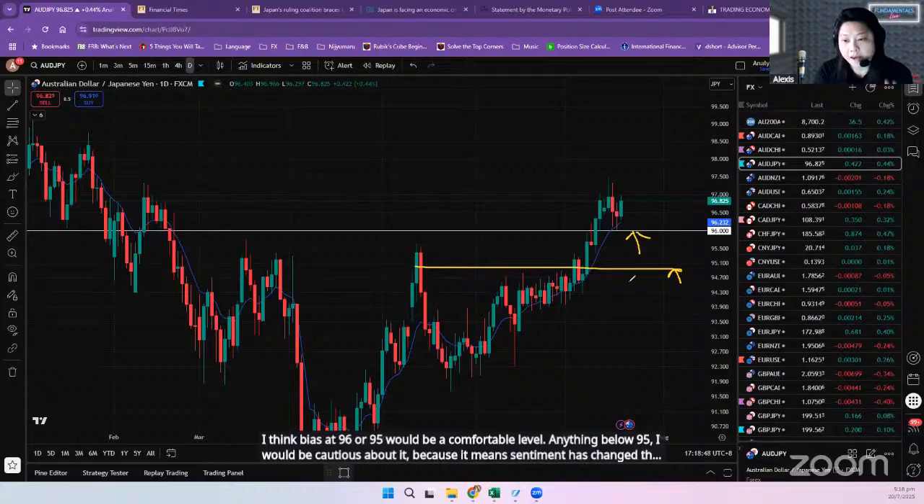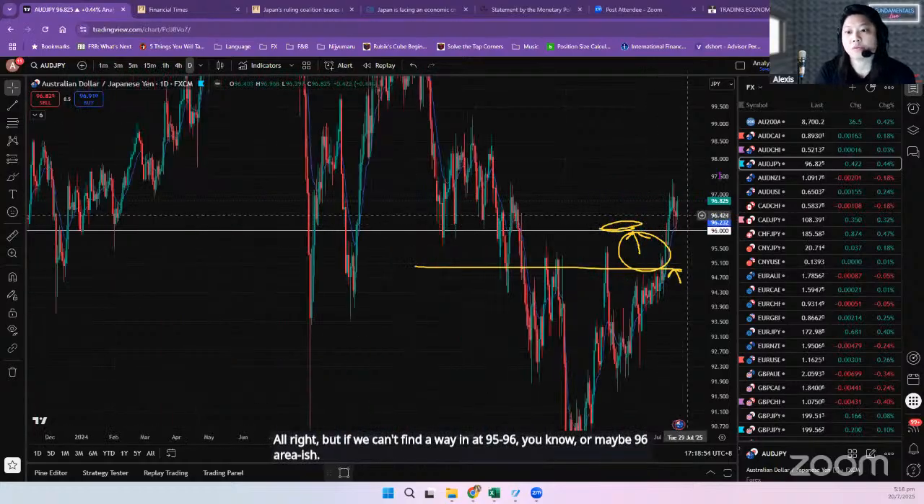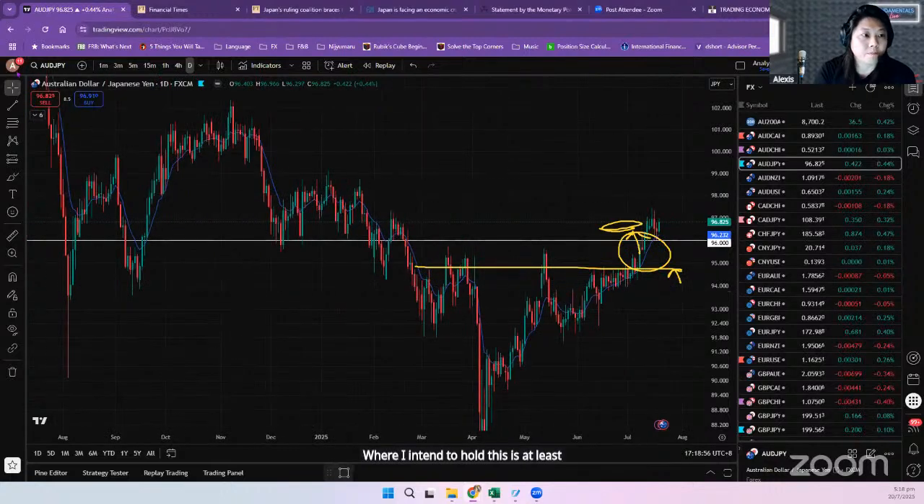All right, but if we can find a way in at 95, 96, or maybe the 96 area-ish, where I intend to hold this is at least TP number 1, at least to a 98 level, a conservative TP.